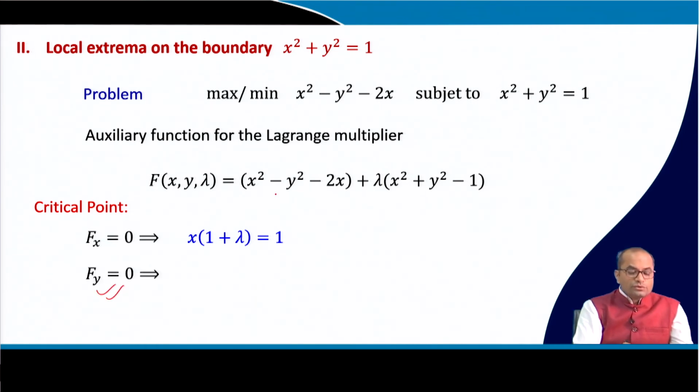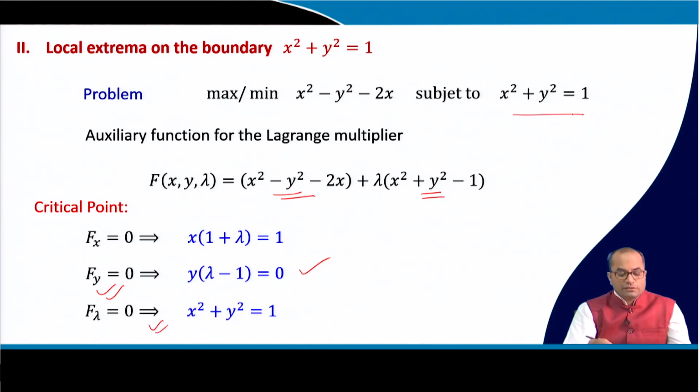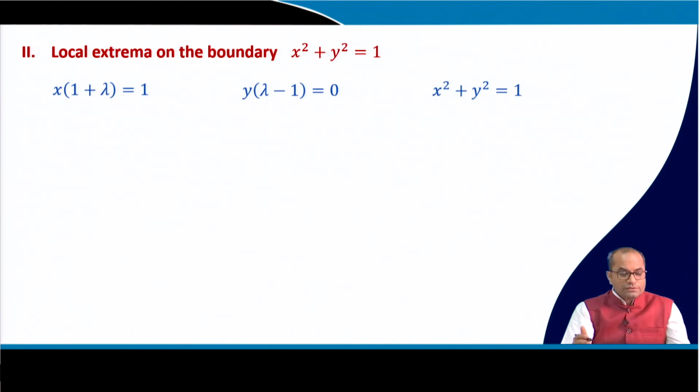f y equal to 0, then minus 2y, and then here 2y lambda, here we will get one more equation. And f lambda is equal to 0, the third equation will be just the given constraint, x square plus y square is equal to 1. So, we have all these three equations, and now we will solve for x, y and lambda.